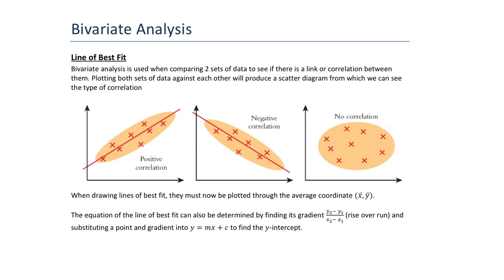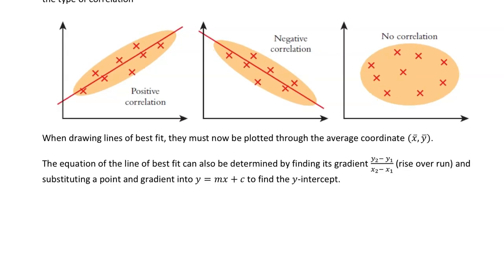Okay, a couple of things. When drawing a line of best fit, it must be plotted through the average coordinate x bar, y bar. This means you take all the x values and add them up and divide by the number of them. So maybe there's 10 of them. You would add them all up and divide by 10 and see what you get for your x bar. That's the average of all your x ordinates. Do the same for the y ordinates. So you take all your y ordinates, add them up and divide by the number of them, so again maybe it was 10. And then that gives you a point about which to draw.